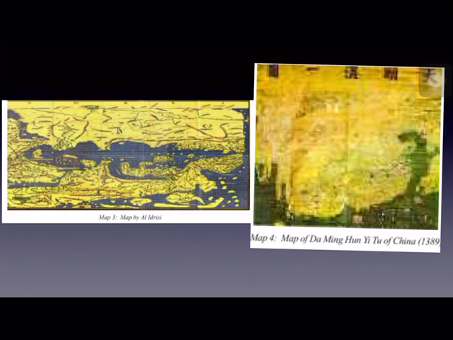One famous Arab map maker was Al-Idrisi. You can see the map in the picture. The first map is made by Al-Idrisi. He was an Arab map maker, and he prepared a world map for his king in 1154. You can see the map in the picture.